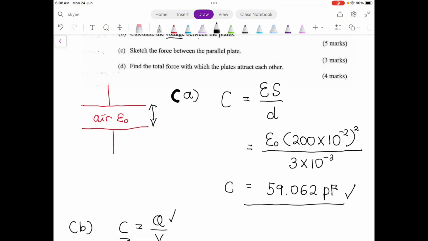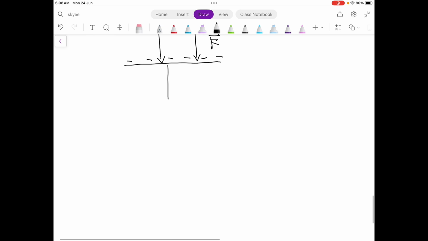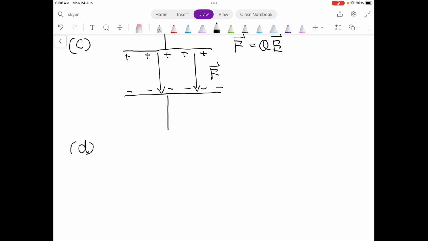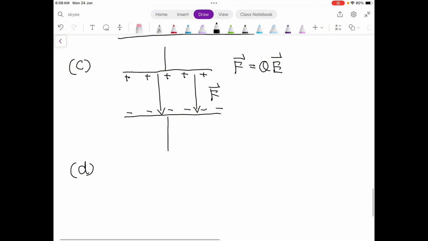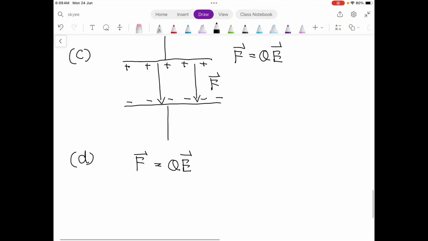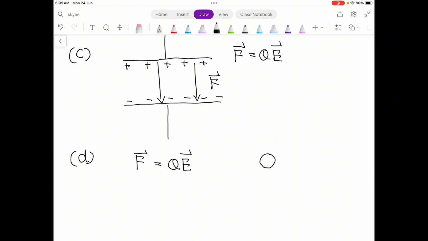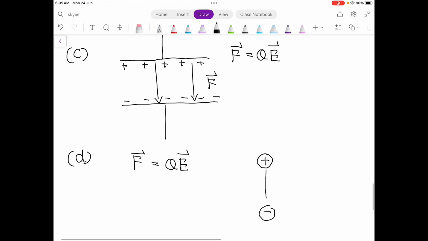Next, find the total force with which the plates attract each other. So now we have the parallel plates, and we have different charges, so there is a force between them. First of all, we have to use the equation F equals Q times E to find the force. You can just imagine the parallel plates as one positive charge and one negative charge, so this is the force between them.